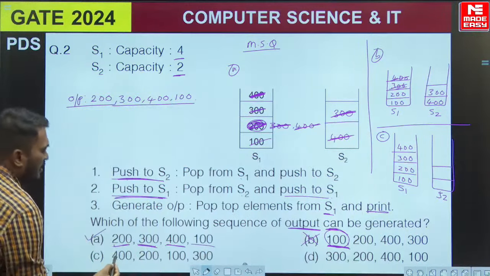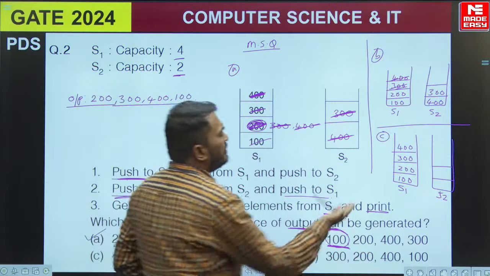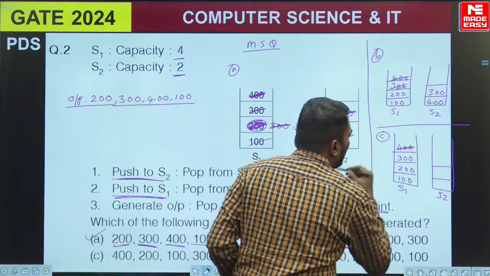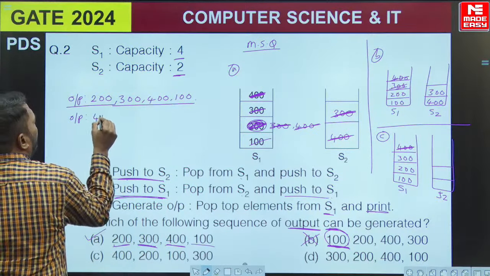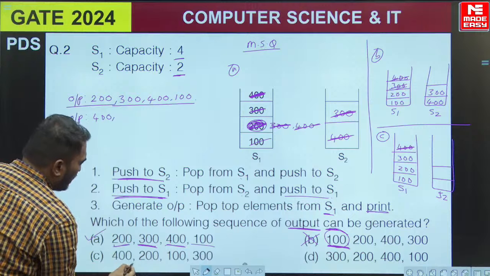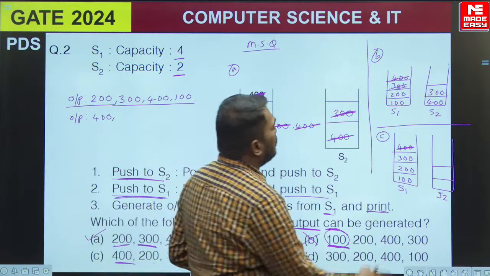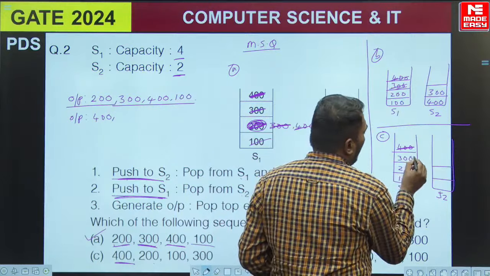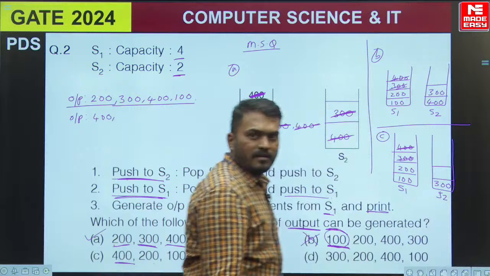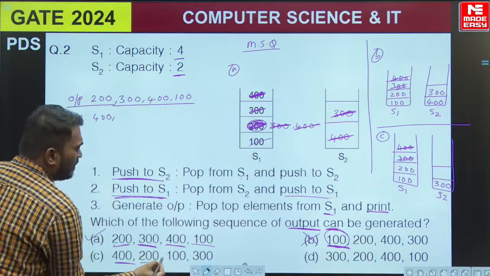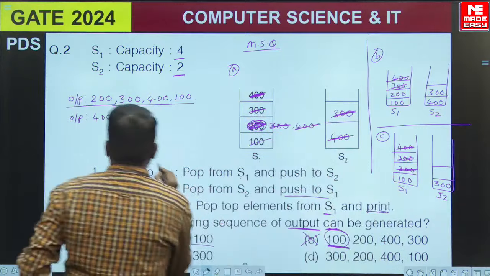Come back to this option C. First you want 400. Now tell me, is 400 possible? Yes, obviously, because the top of the stack is 400 only. So first I will simply pop this and directly in the output you will get 400. So after 400, what does it need? 300, sir, 200 needed. Now 200 is needed, but the top of the stack is 300. So what I will do? I will simply pop this 300 and push it into S2, correct? And next you want 200. Now the top of the stack is 200, so I will simply pop this and print it here.